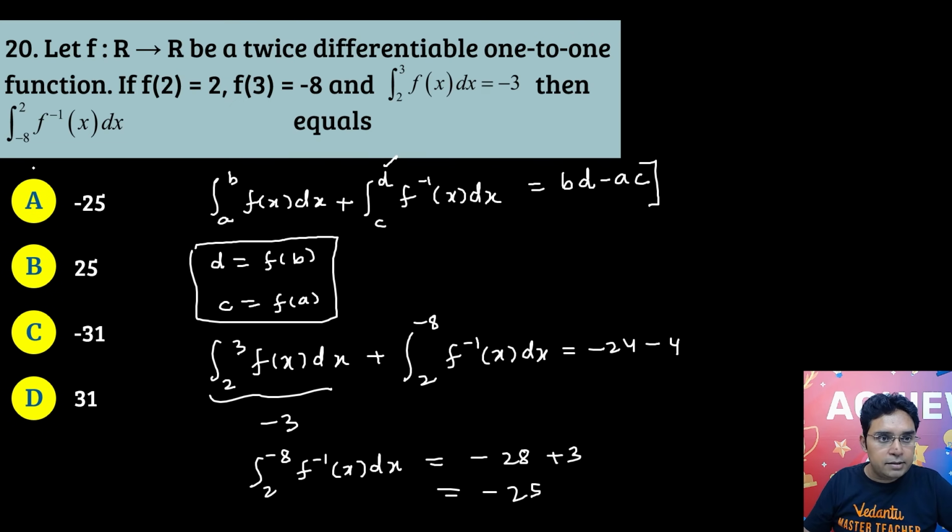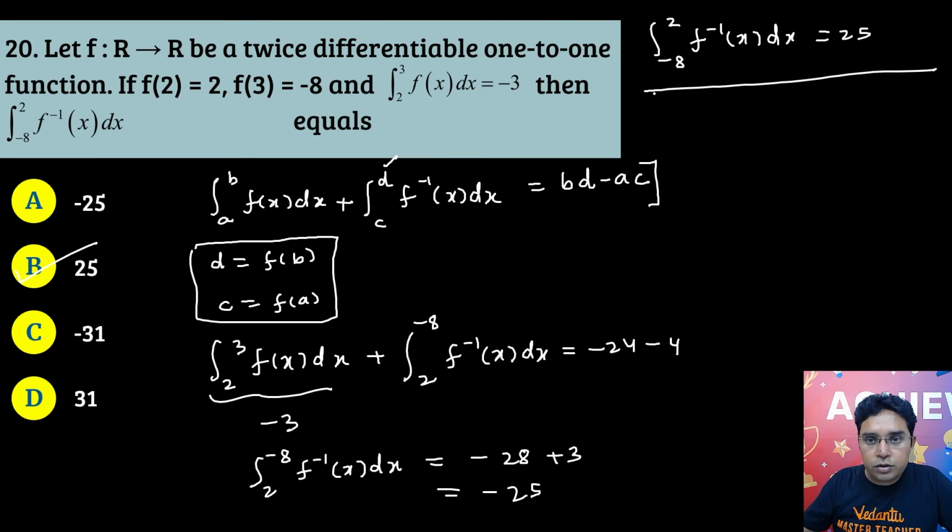But here we are asked minus 8 to 2, not 2 to minus 8. So I think this minus sign will go away. So the answer for the integral from minus 8 to 2 of f inverse x dx will become equal to 25. So the answer should be B. If you do not remember this property, then also this question can be done.